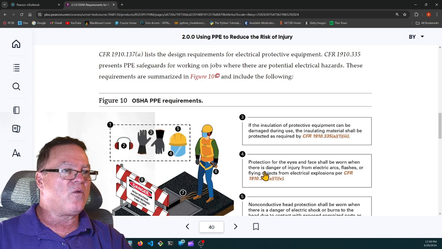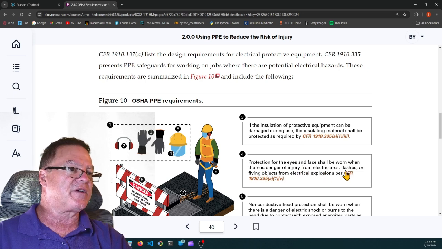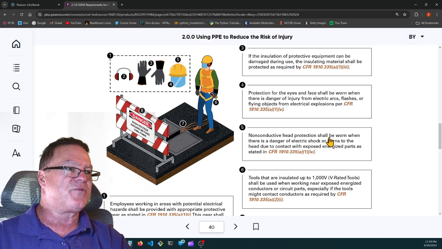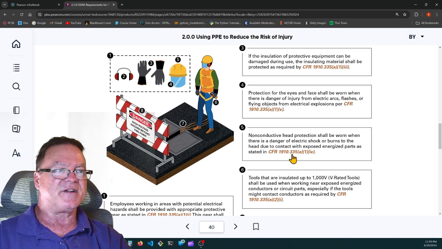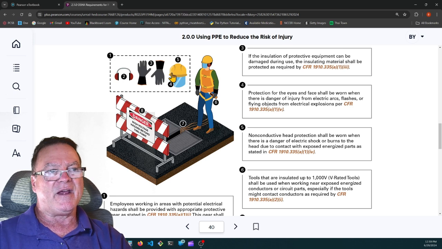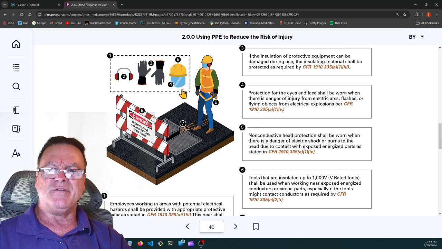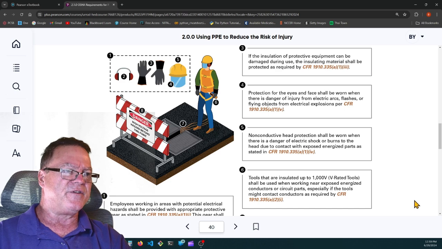Protection for the eyes and face shall be worn when there's danger of injury from electric arcs, flashes, or flying objects from electrical explosions. And 5, the hard hat. Non-conductive head protection shall be worn when there's a danger of electric shock or burns to the head due to contact with exposed, energized parts, as stated in CFR 1910.335(a)(1)(iv). So we have to have a fiberglass or plastic hard hat that does not conduct electricity with a full face shield, and usually that full face shield is tinted yellow and it blocks UV rays, which can harm your sight, your vision.